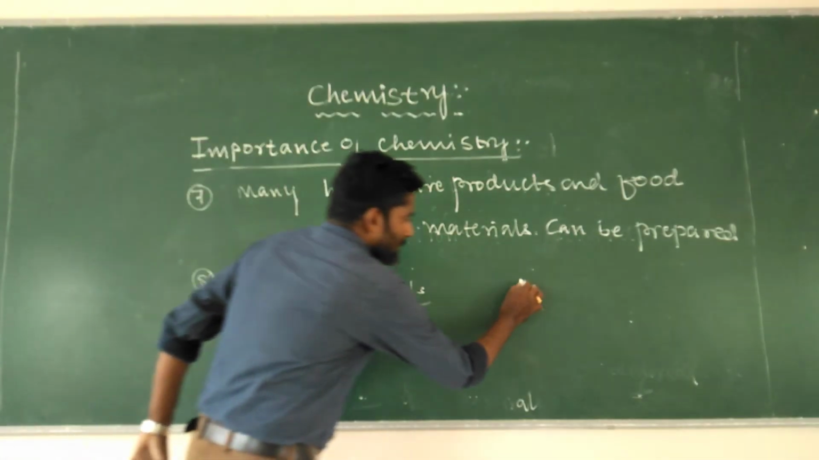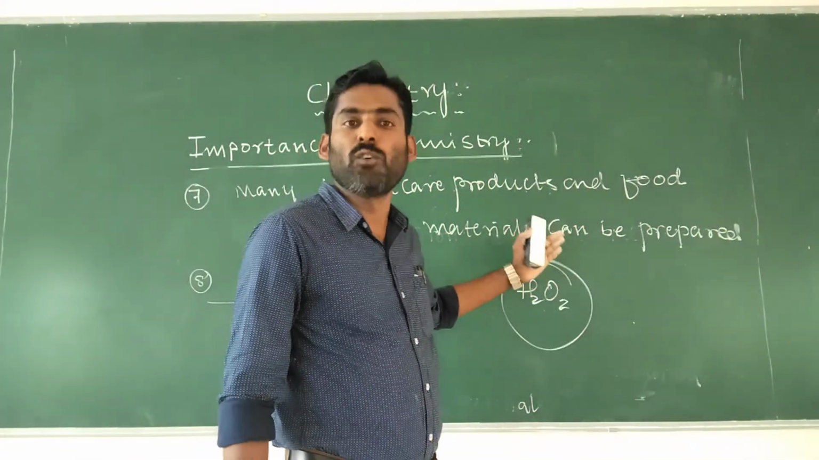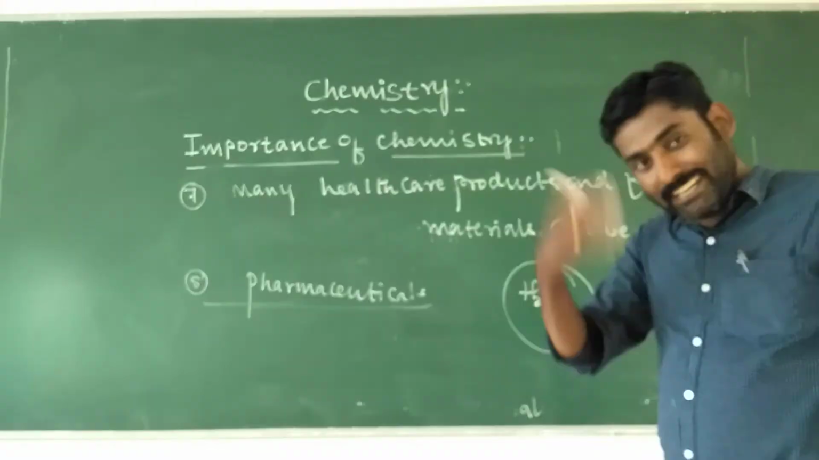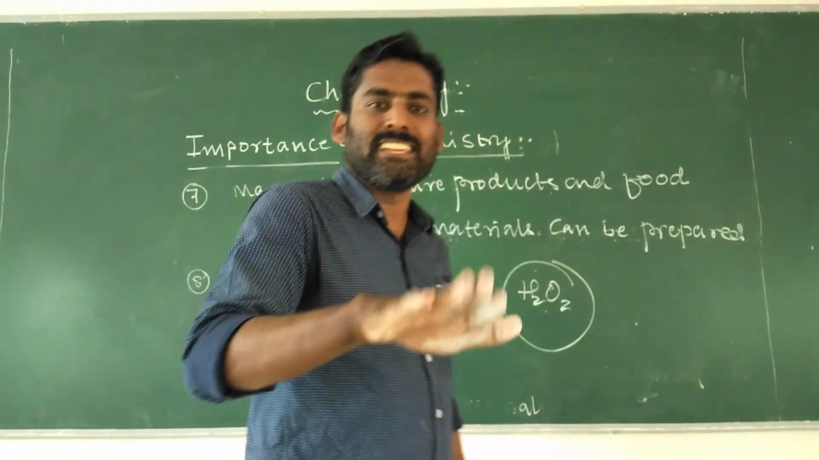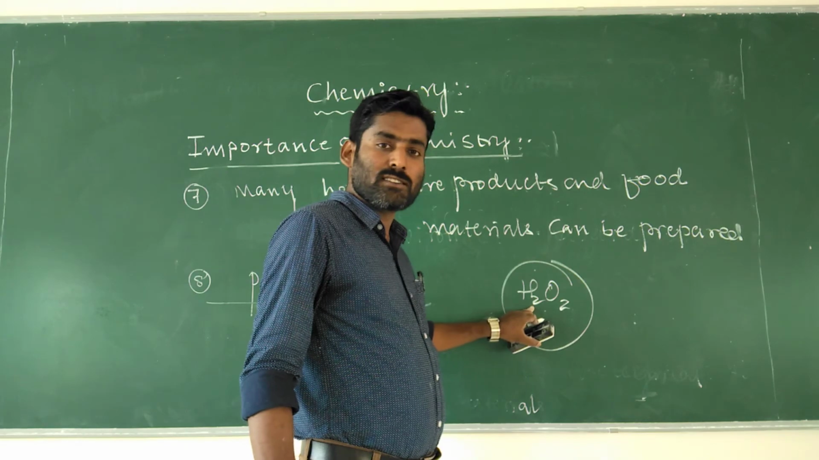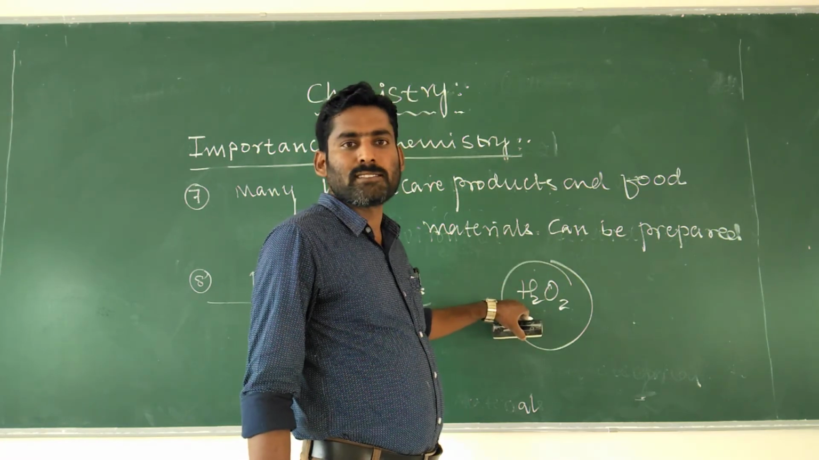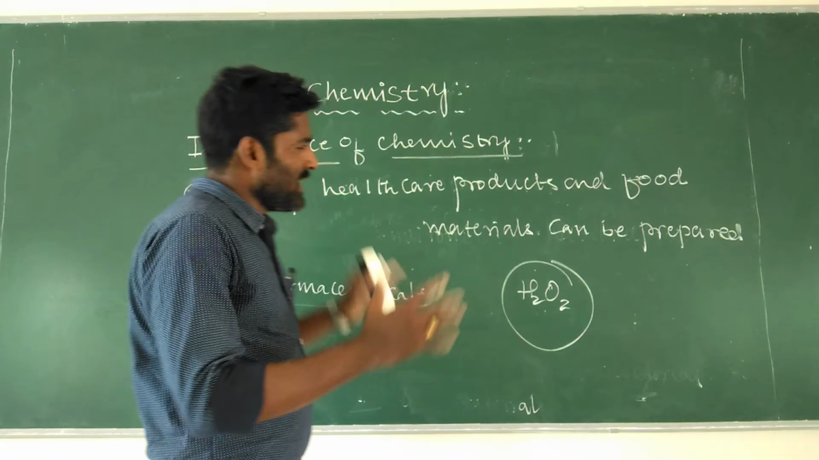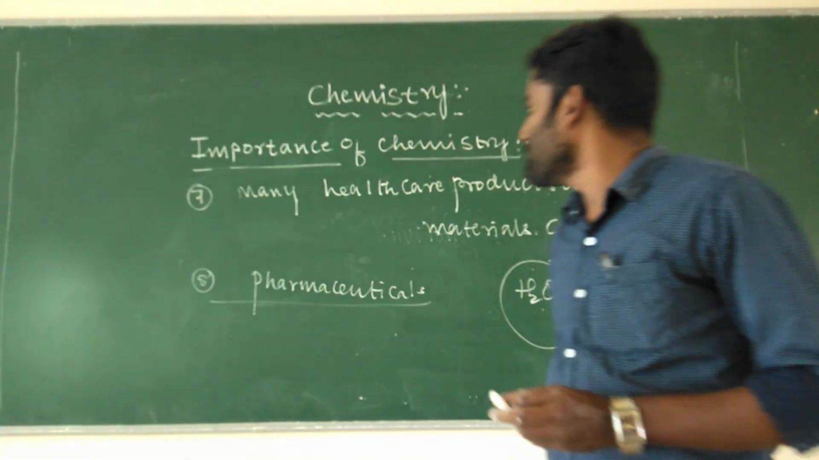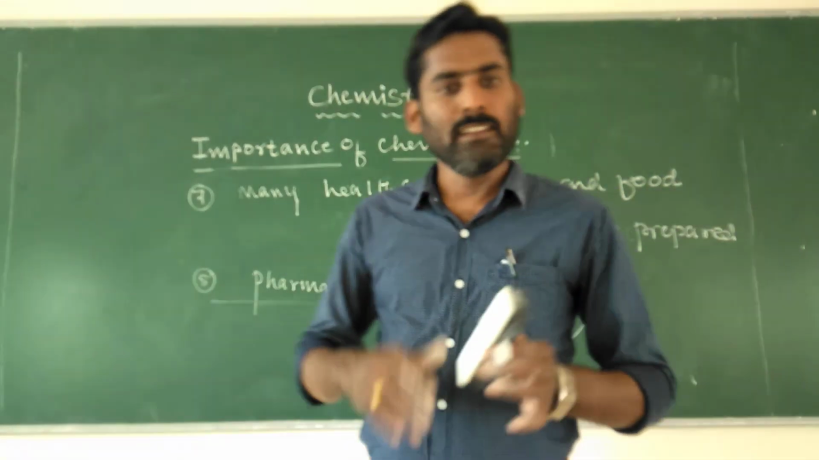So say you take hydrogen peroxide. Hydrogen peroxide is a chemical substance, but it is environmental eco-friendly, which does not cause any environmental pollution. So in the treatment of domestic effluents, industrial effluents which cause environmental pollution, hydrogen peroxide can be sprayed. Hydrogen peroxide prevents environmental pollution. So like this, in many areas the principles of chemistry can be used, so that there is a necessity to study this chemistry in day-to-day life.